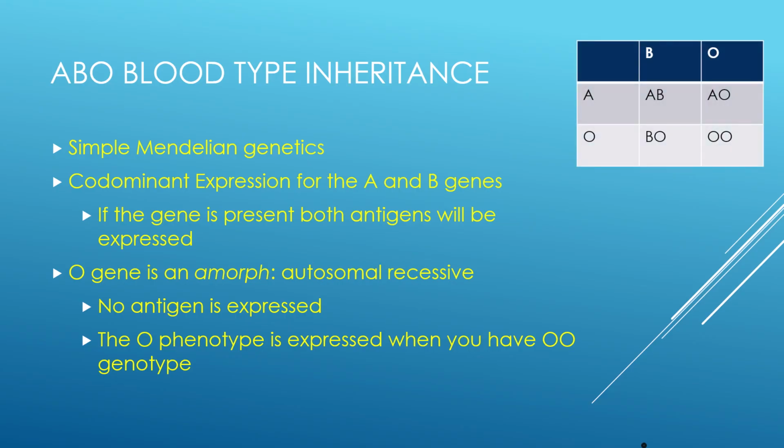If you see this little chart, you can see a BO parent and an AO parent, and you can see how the genes cross. You can get AB, you can get AO, BO, and OO from these two types, one person of each type. So if someone is AO or BO, they're just type A or type B.